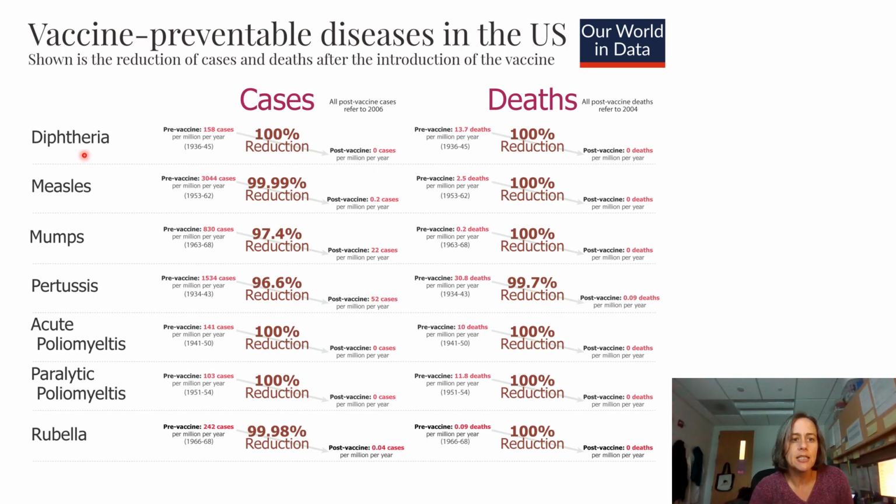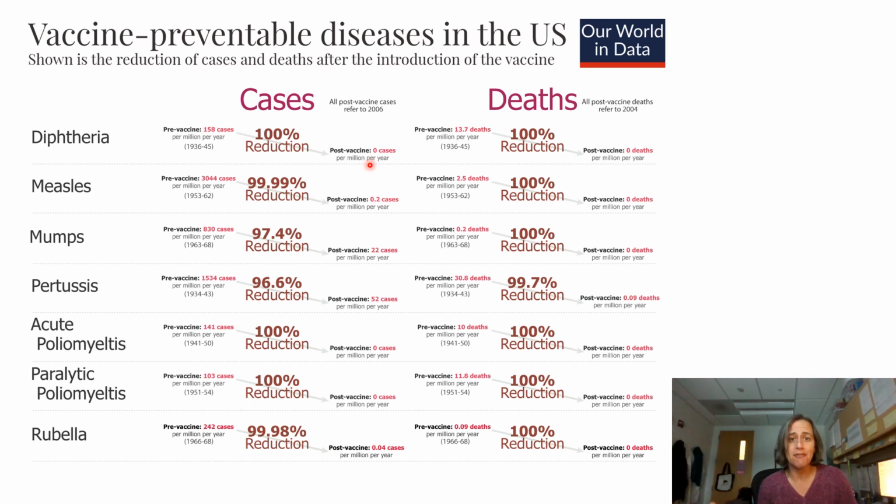So here we can see diphtheria, and before the vaccine, there were 158 cases per million per year, right? These are good statisticians. They're giving us rates adjusted for the population, right? And that was back in the 1930s and 40s. And we completely eliminated it, right? So it's down to 0. Like nobody gets diphtheria anymore. We completely eliminated this disease.